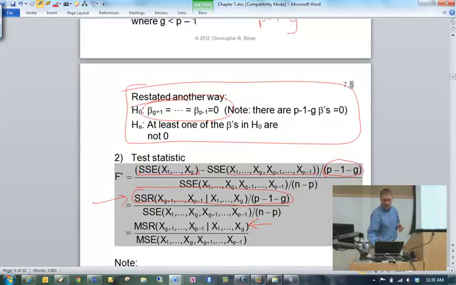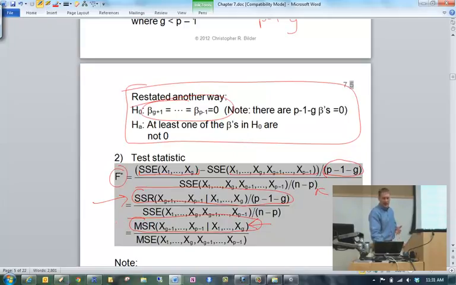In the denominator here, we see what we had before with an overall F-test. All it is is MSE for the entire model, the model including all the predictor variables. So what we're doing is this. We are comparing this gain that we get from these additional variables, the gain in terms of how we are reducing the sum of squared error, compared to the overall error from using all the variables. We call this F star.